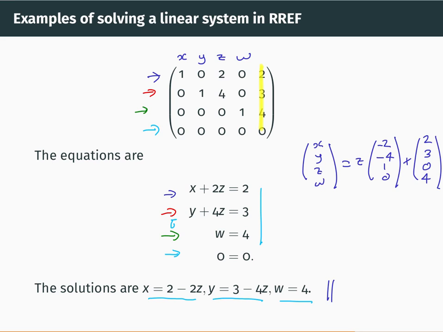So you can see that the fact that this matrix was in row-reduced echelon form made it really easy for us to actually see what the solutions to the system of linear equations were. In particular, we were able to see that the variable z could be chosen freely, and that then every other variable, x, y, and w, was uniquely determined in terms of that variable z.